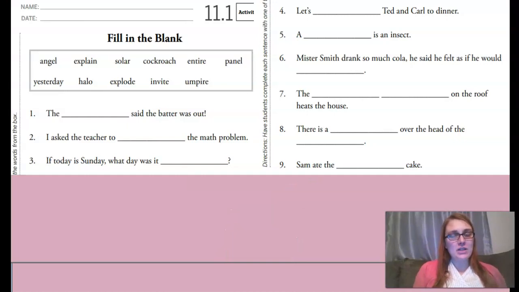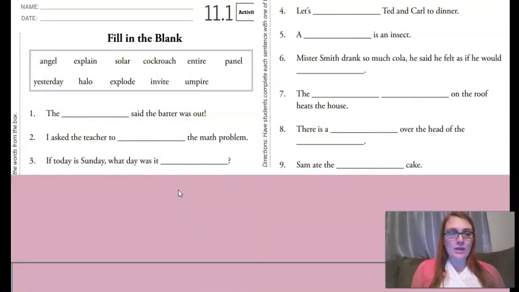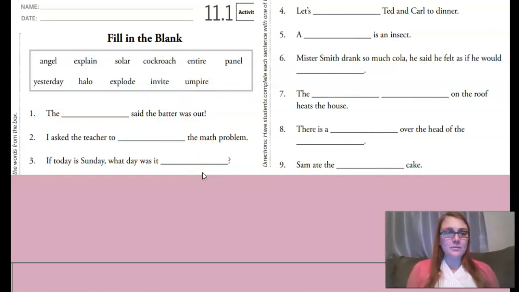Okay, so activity page 11.1 we'll do together. It's a fill in the blank. At the top there's 11 words, and there are 9 sentences with 1 or 2 words to fill in. So you're going to read the words and then figure out what word goes in the sentence to make it correct. So the words are angel, explain, solar, cockroach, entire, panel, yesterday, halo, explode, invite, and umpire. And I'm sure you noticed that there are the different sound spellings that we've done so far.